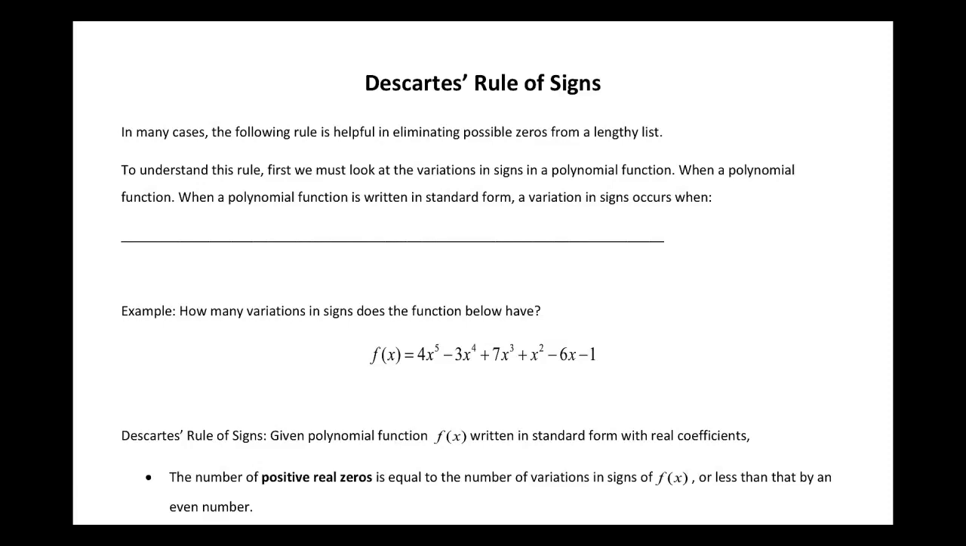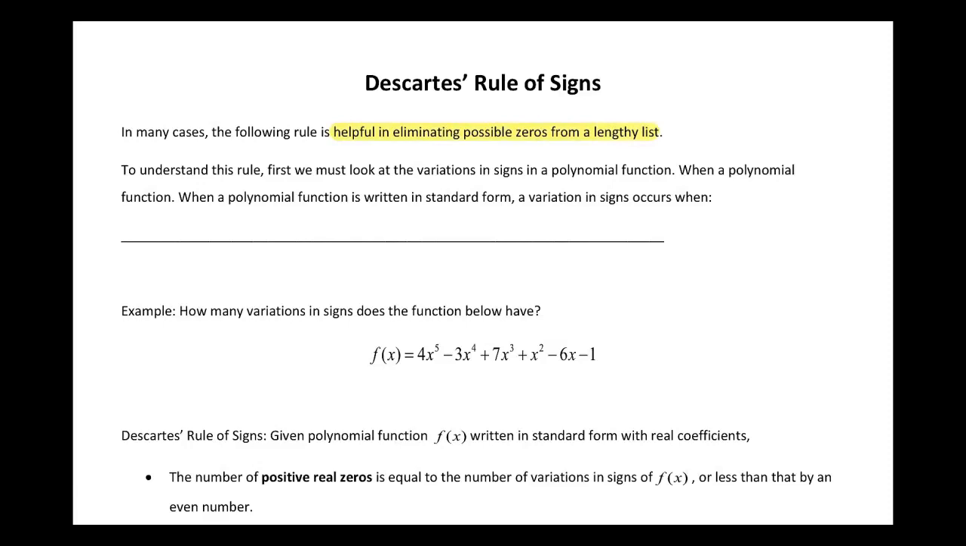So I'm going to be very upfront from the beginning. It won't always work, but when it does, it will help you solve your question a lot quicker. And I'll show you how to solve those questions in a bit. So the first thing, in Descartes' rule of signs, in many cases, the following rule will be helpful in eliminating possible zeros from a lengthy list.